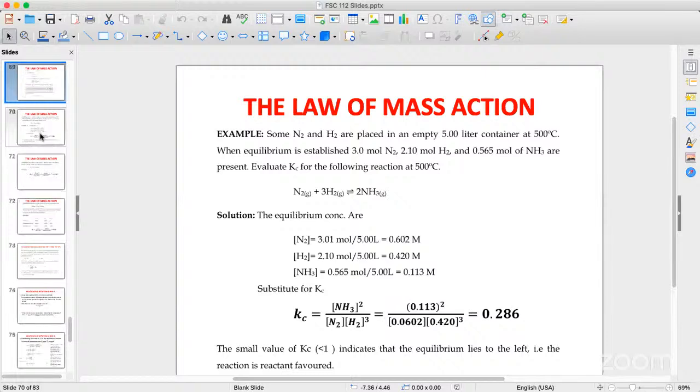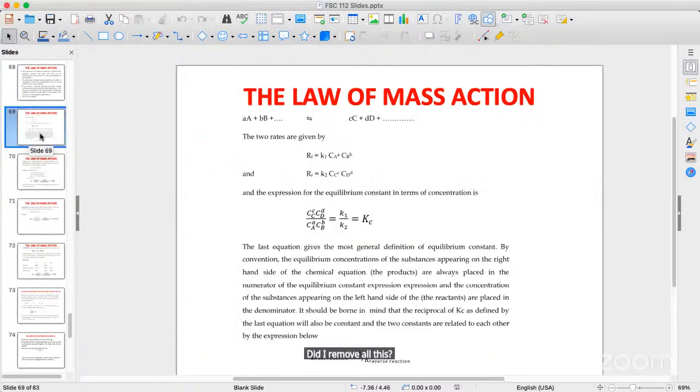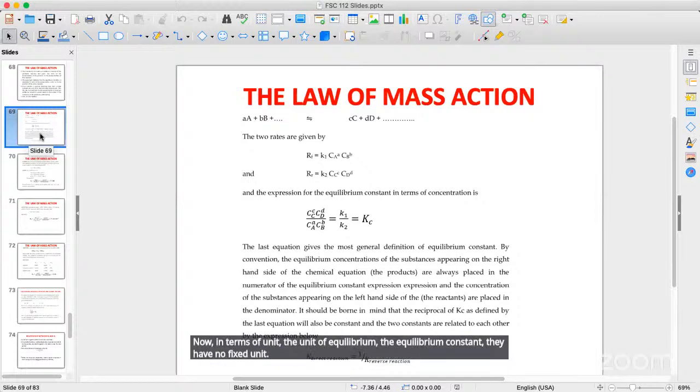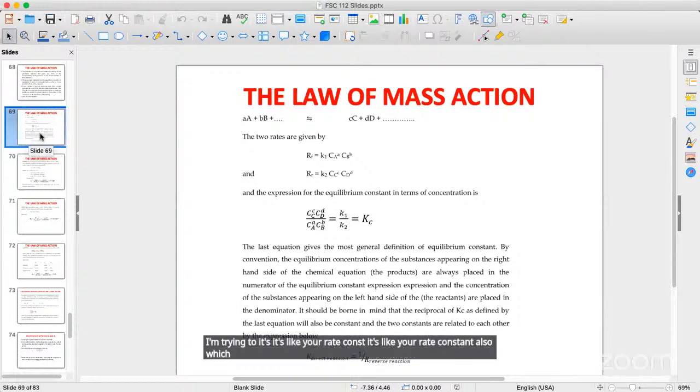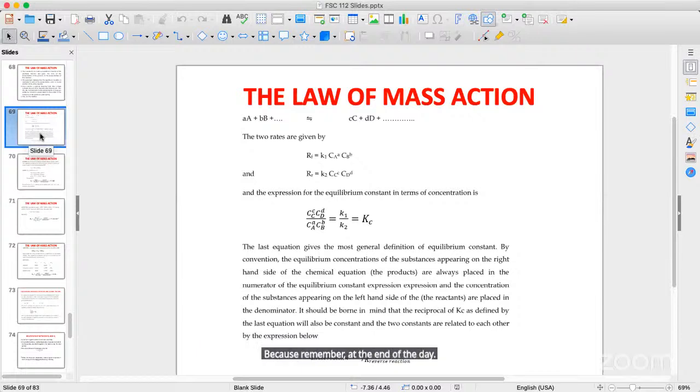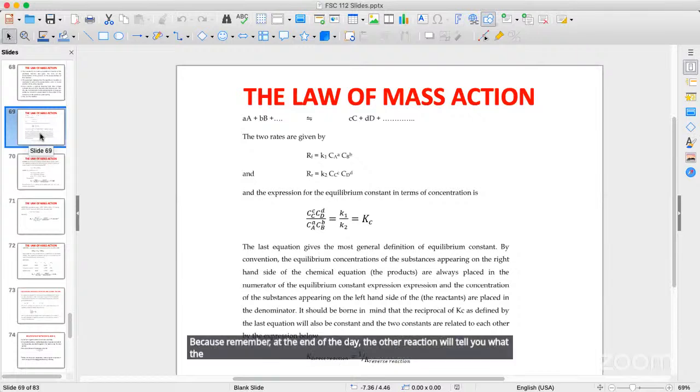I don't know, did I remove all these units? Now, in terms of unit, the equilibrium constant has no fixed unit. Because at the end of the day, it's like your rate constant, which depends on the order of reaction itself. Remember, the order of reaction will tell you what the rate constant is actually going to be. It's the same thing here.